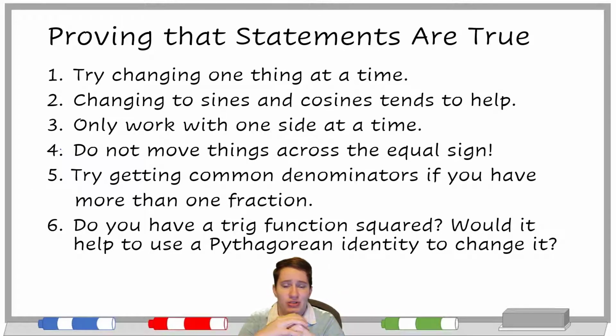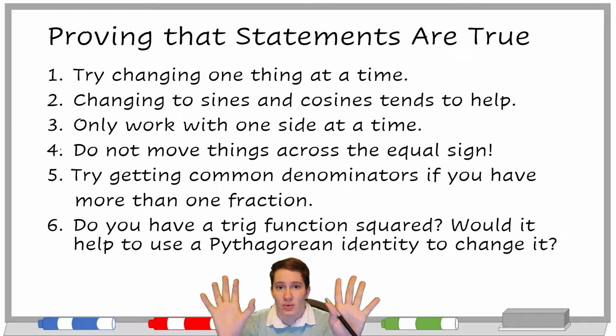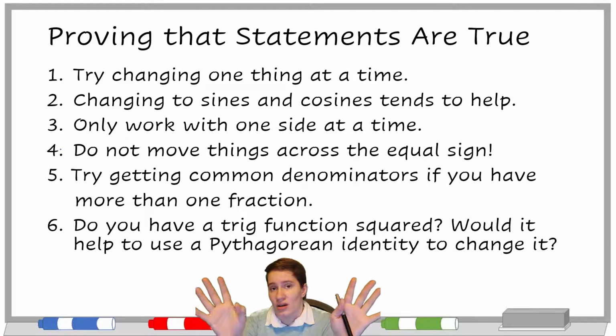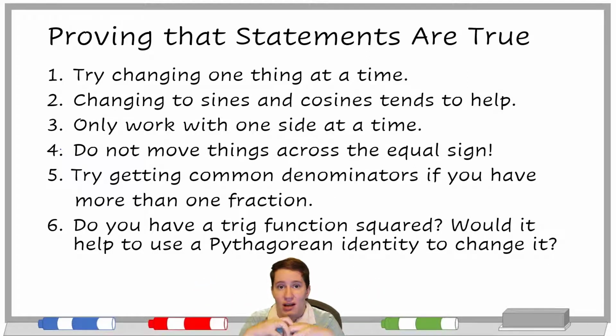Proving statements that are true. Most of this is the same as last lesson, but I added 5 and 6. I will point out 4 says don't move things across the equal sign. When we're proving, we're not allowed to do that. When we are trying to say these two things are equal, we need to work with one side or the other, but not have those sides interact. I know it's kind of weird since we're allowed to do it with the Pythagorean identities to get something equivalent, but don't do it while you're proving.